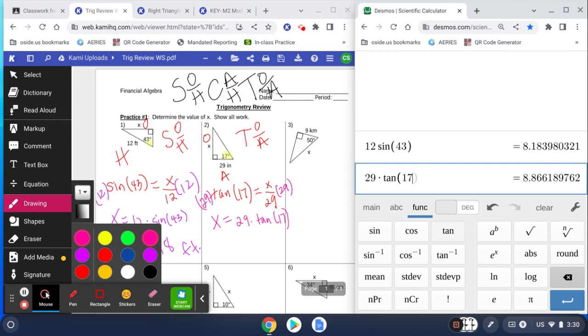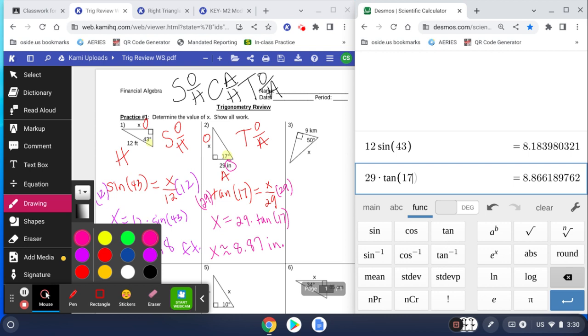8.87. Do you see the rounding there? And we're going to use the approximation symbol, or the bumps, and say approximately 8.87 inches. Why is this one inches? Because it was given as inches up here. Okay, how'd you do?